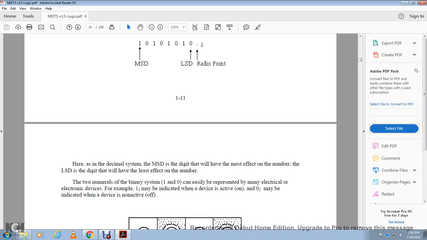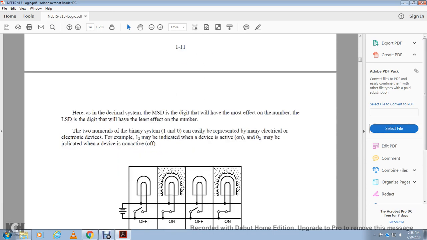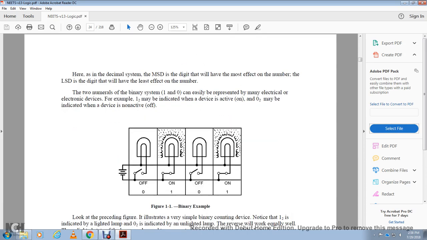The two numbers of the binary system are 1 and 0, which can easily be represented with any electronic device. For example, 1 to the base of 2 may indicate the device is active, and 0 to the base of 2 may indicate the device is not active: on, off. So 0 would be off, on would be 1, off would be 0, on would be 1.